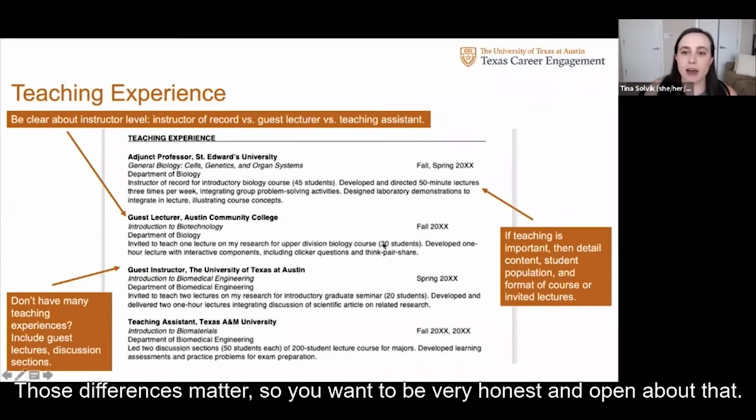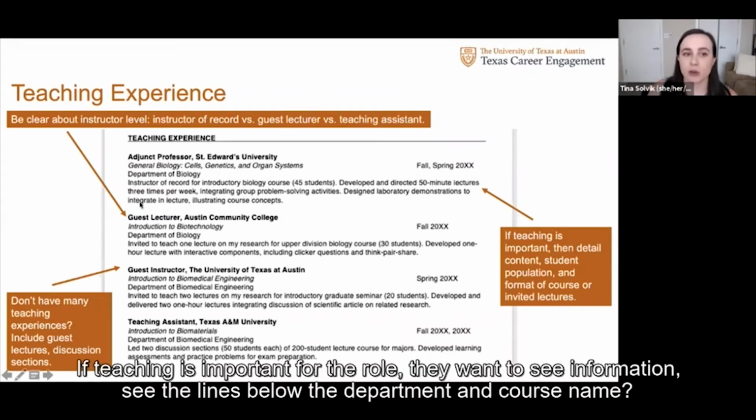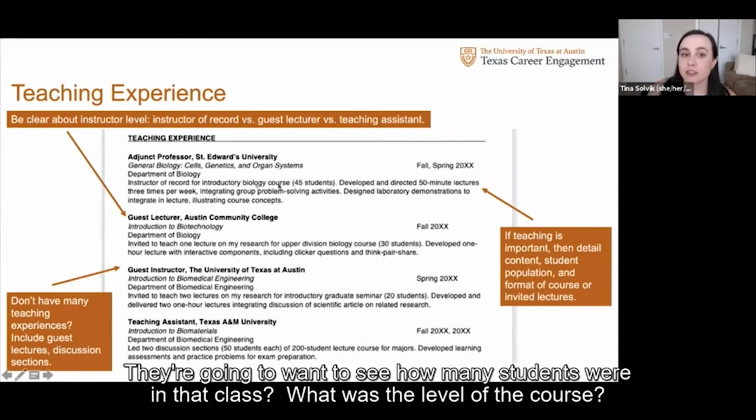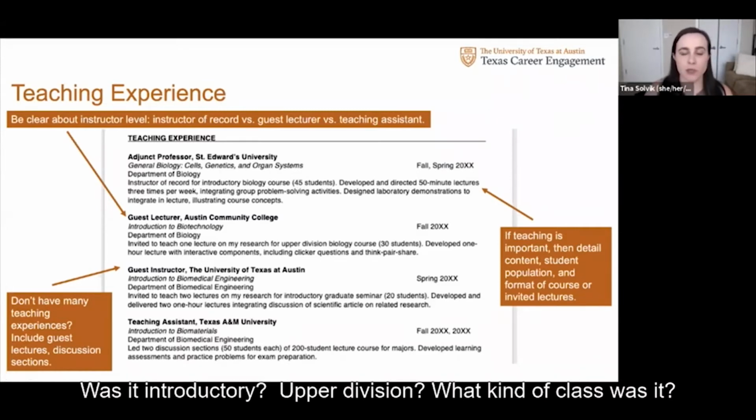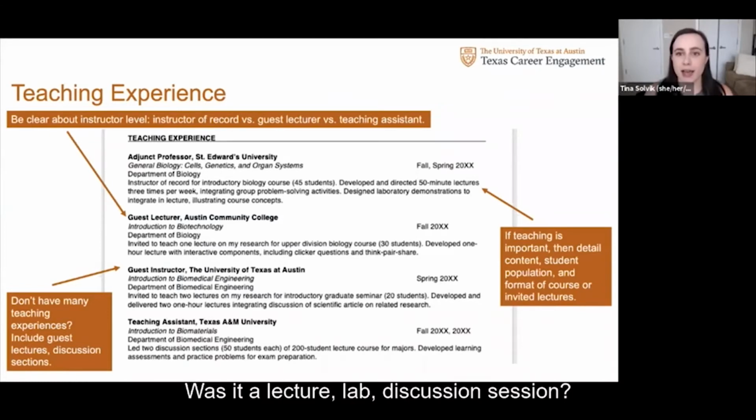And then if teaching is important for the role, they are going to want to see information, see these lines below the department and the course name. They're going to want to see how many students were in that class. What was the level of the course? Was it introductory, upper division? What kind of class was it? Was it a lecture, a lab, a discussion section? And then what did you do?